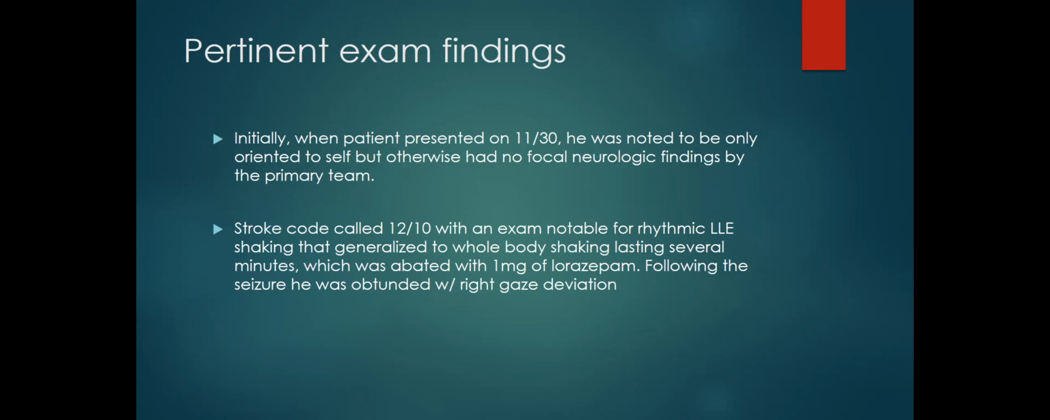On the 10th, however, there was a stroke code that was called for some rhythmic left lower extremity shaking that then generalized to the whole body and lasted several minutes, and it abated after he got a milligram of lorazepam. Following the seizure, he was notably obtunded with some right gaze deviation.